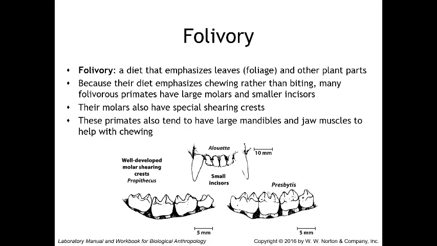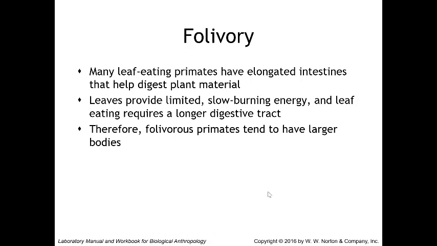Even after that leafy material has been shredded in the mouth, it still requires extensive digestion to maximize the extraction of available nutrients. Because of this, our folivorous primates often have special adaptations in their digestive tracts. So many leaf-eating primates will have elongated intestines, like our colobus monkeys, and that will help digest plant material, right?